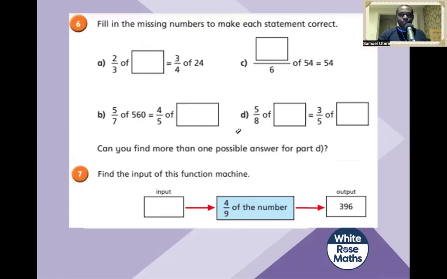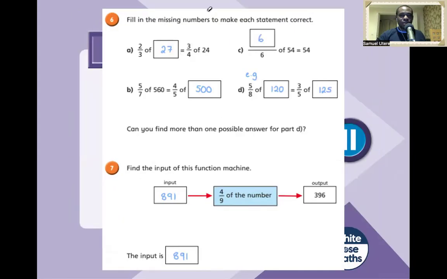All right. Assuming you've answered the questions, here are the answers. Okay. So here you're asked to fill in the missing numbers to make each statement correct. So 2/3 of that. So first you have to find that amount. Once you know what that is, then you can find that one.